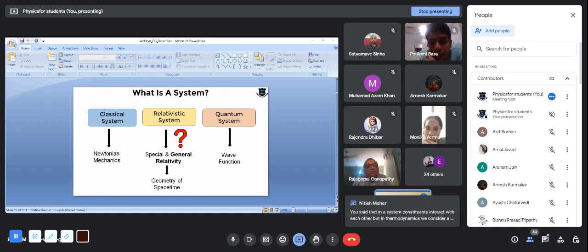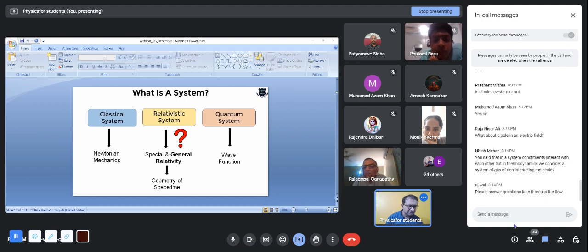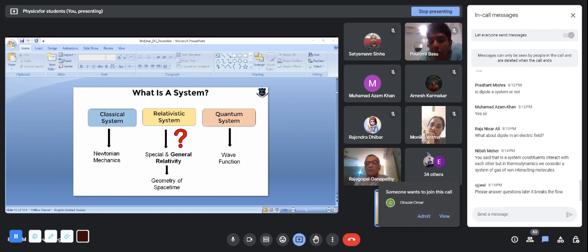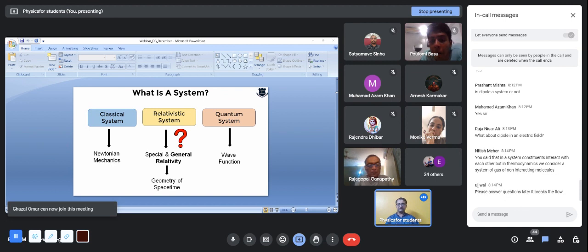But in thermodynamics, we consider a system of gas of non-interacting molecules. Yeah, thermodynamics has got its own system. I'm talking of system as a whole, Nitish. So thermodynamics can also be considered a system when the gas molecules are interacting. Okay, I will come to those questions later.